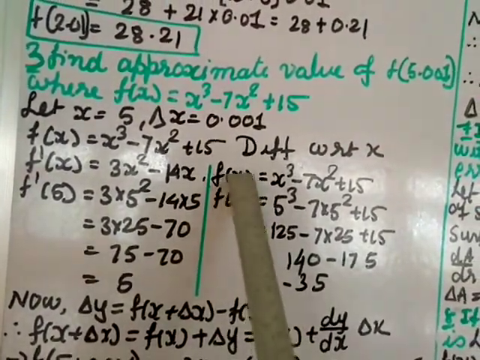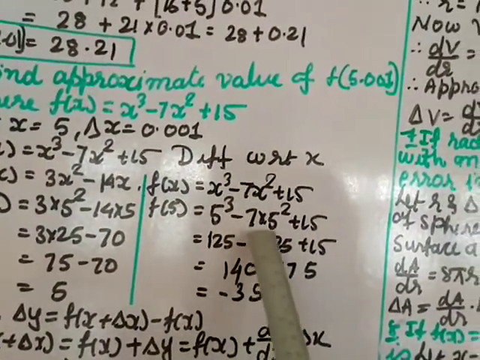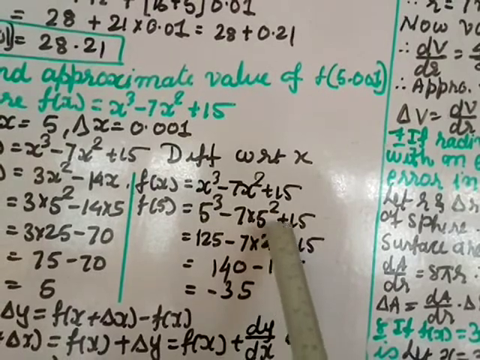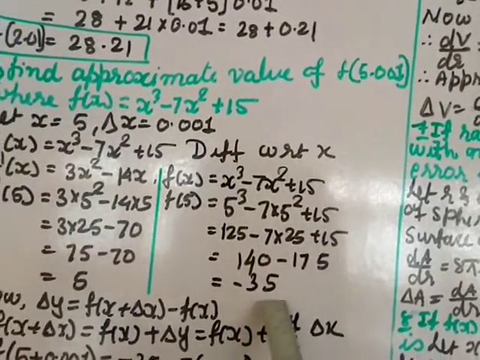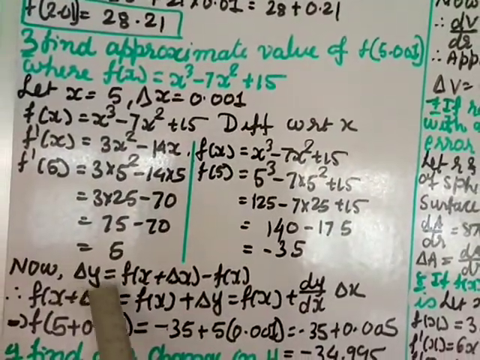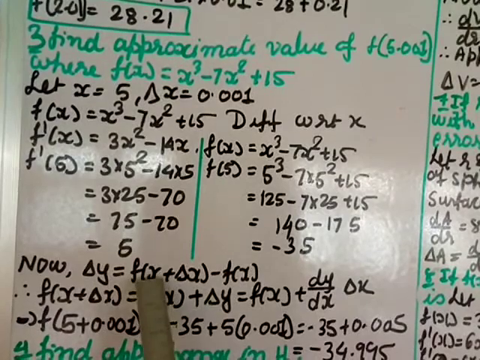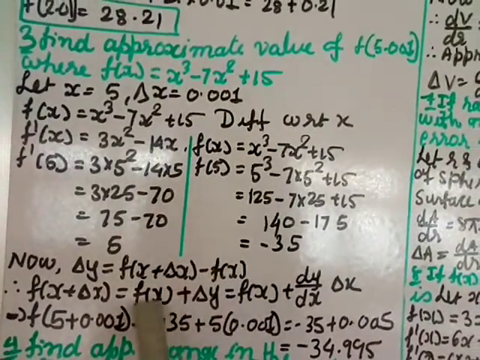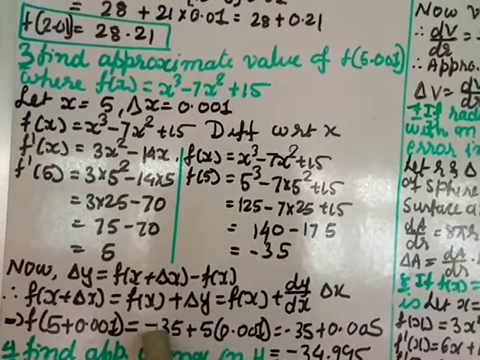Then I'll find f(x). f(x) is this function. I'll put f of 5. Put 5 cube minus 7 into 5 square plus 15. 5 square is 25. 5 cube is 125. Simplify, you get minus 35. Then again delta y is equal to f of x plus delta x minus f(x). f(x) you transfer here. So here remains f of x plus delta x. This is f(x) plus delta y. f(x) value you found minus 35. I place here minus 35.